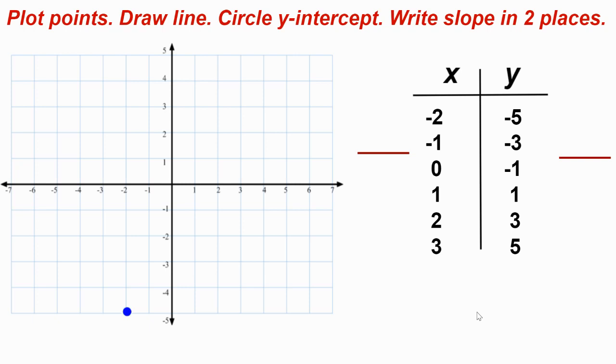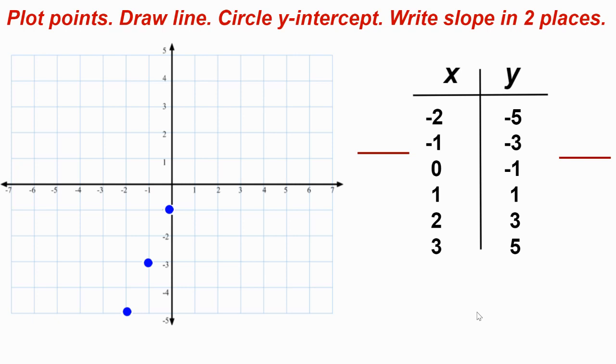-2, -5. There it is right there. -2 on the x, -5 on the y. -1, -3. There it is right there. -1 on the x, -3 on the y. 0, -1. Here I am. You should start to see your pattern beginning to form for your slope here, right? So be thinking about that as you go through here.